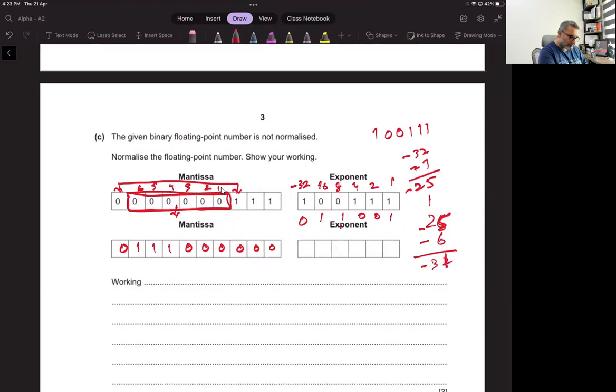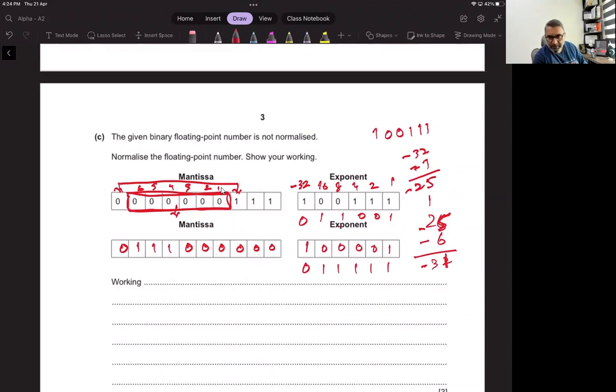Minus 31. Minus 31. So this will be 31 plus. So this will be, this is minus 31. Okay. So this is your answer.